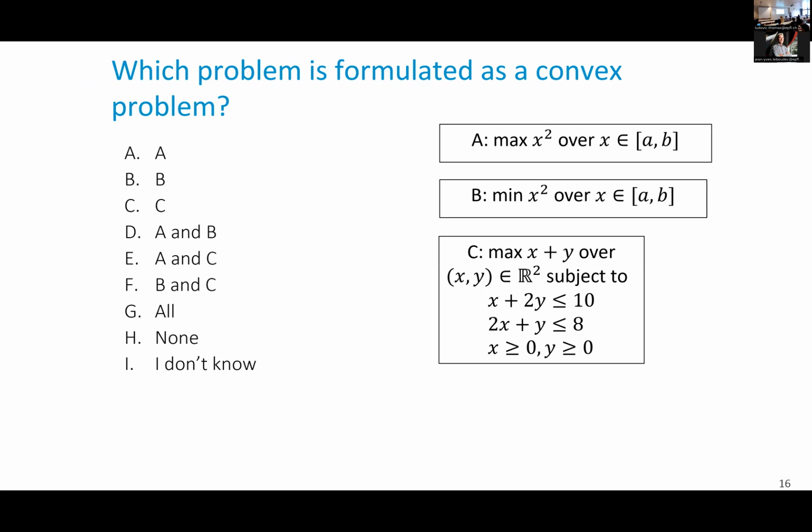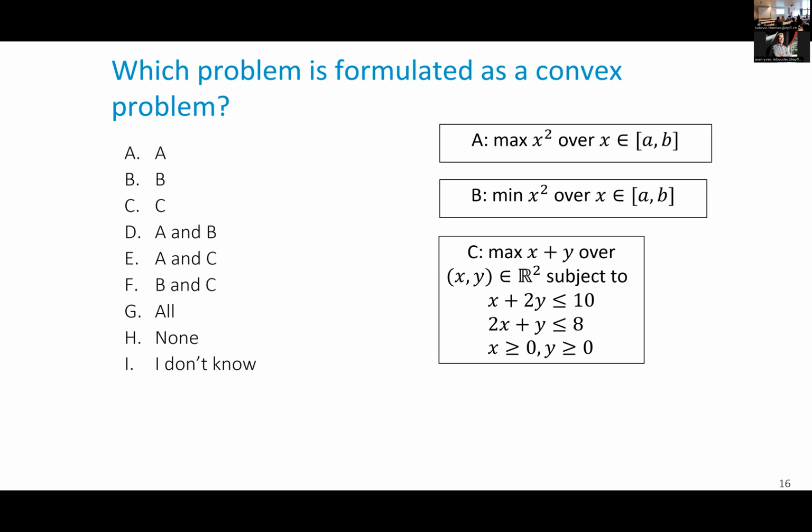So let's test your understanding of convexity on this simple example. Here are three optimization problems. The first and second one are in one variable. The third one is in two variables. Which of them, if any, are convex problems? I close in a few seconds.